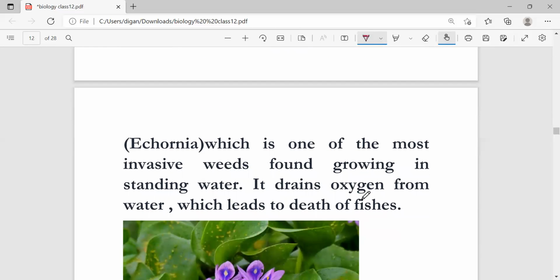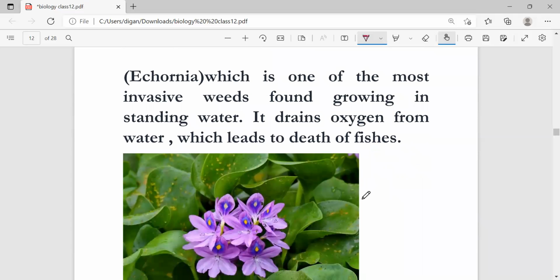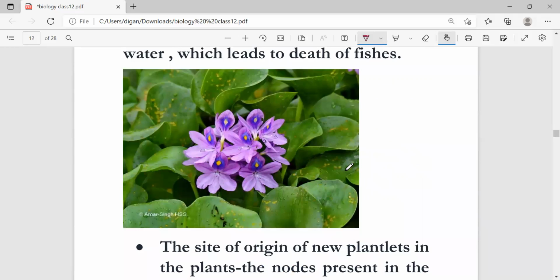The terror of Bengal is an aquatic plant, that is water hyacinth. Eichhornia is one of the most invasive weeds found growing in standing water. It drains oxygen from water, which leads to the death of fishes. So this is the picture of water hyacinth, and it is known as the terror of Bengal.